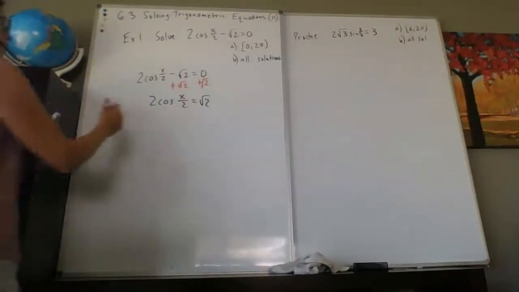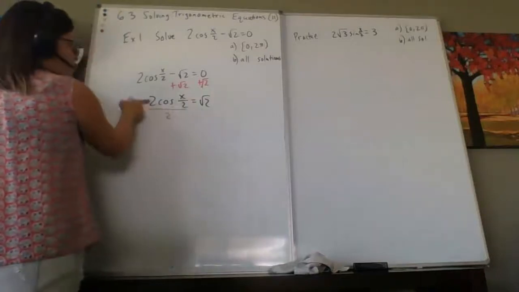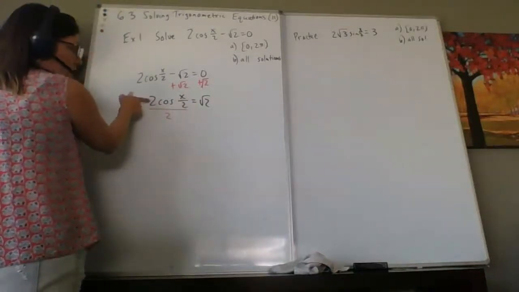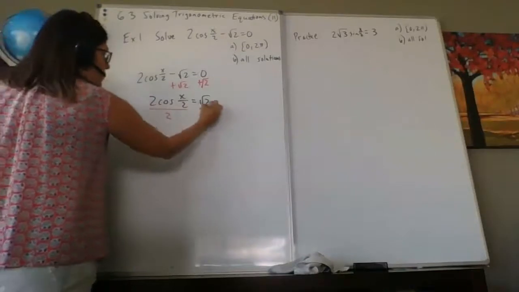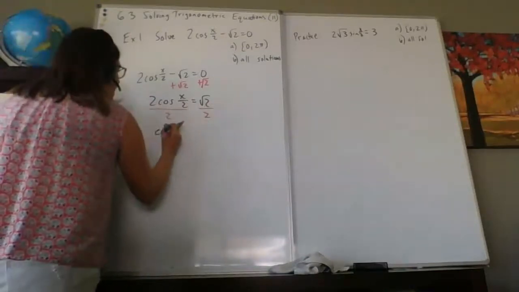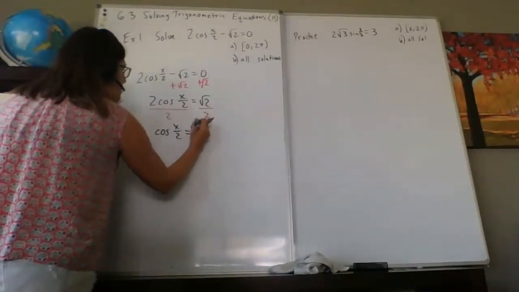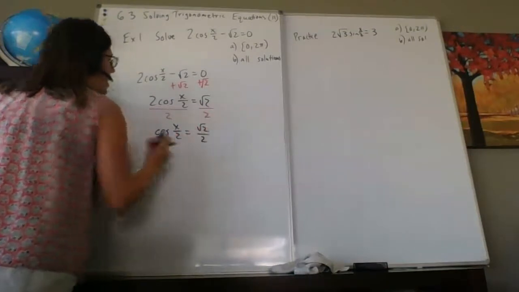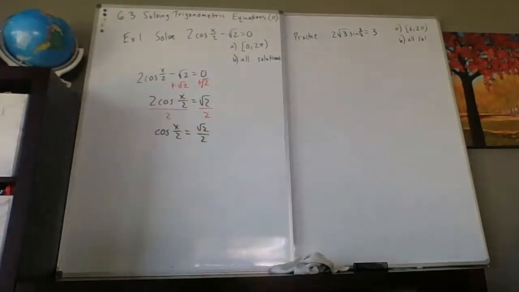Now divide both sides by 2 for this 2 out here. Since this 2 is multiplying the cosine, we can divide both sides by 2, and we get cosine of x over 2 equals rad 2 over 2. So now we're going to do something a little different. We are going to draw a picture, but not for the angle x. We're actually going to draw a picture for the angle x over 2.